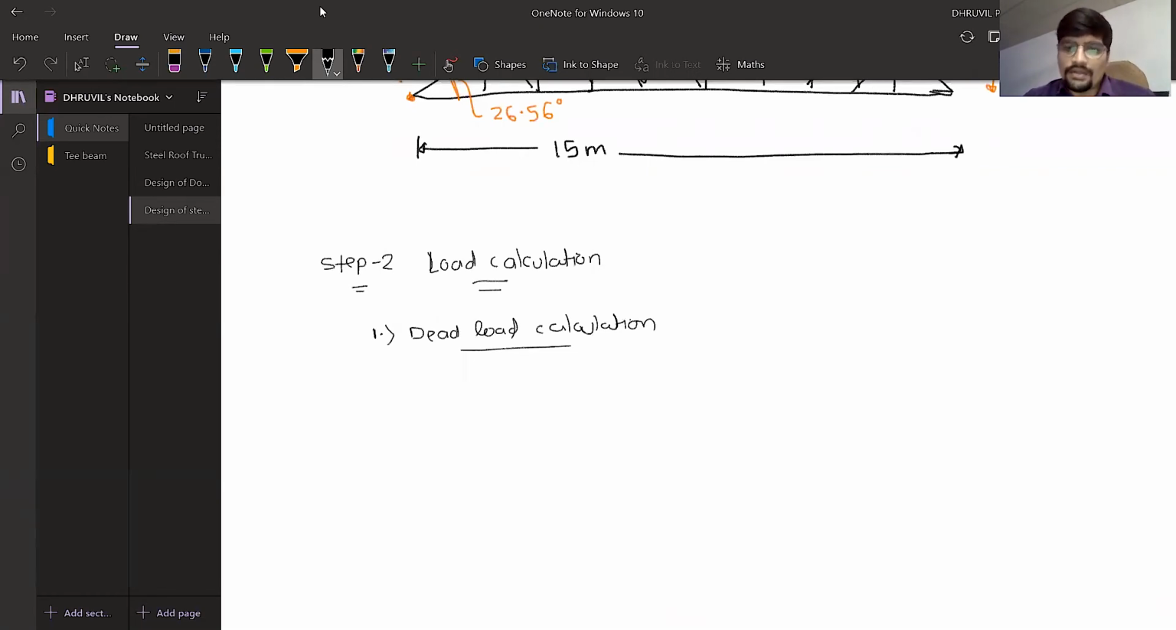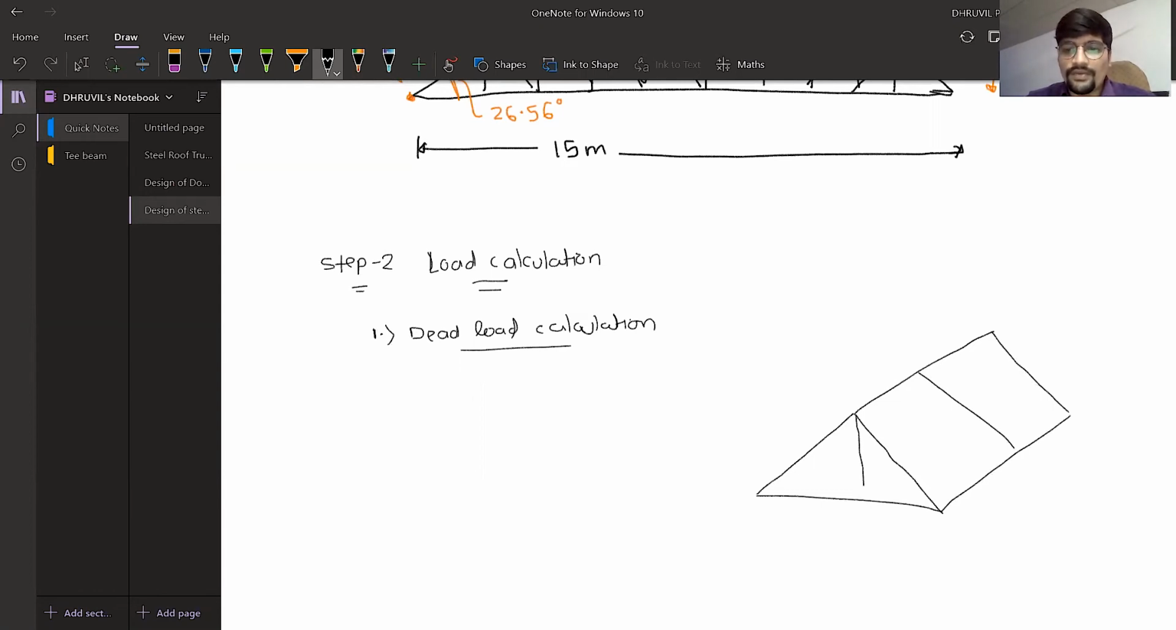So let me make one geometry like this. The roof truss is there. Sorry, I'm very good at drawing, but by using this pen tab, I'm not able to draw perfectly. So please, sorry for that. I apologize for that. This is the roof truss.